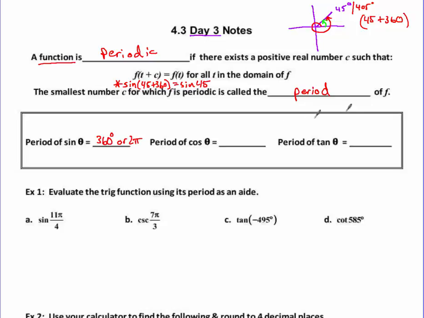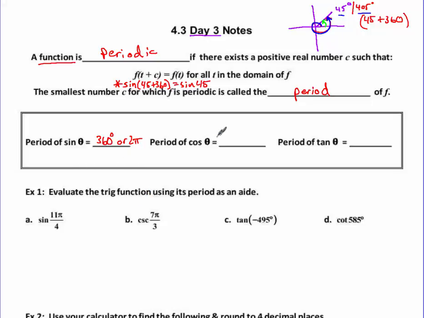And all that means, if we go back to our picture, is that when we are going around this circle, we go 360 degrees. That was the period. That's how far we had to go to get back around to get the same sine value.